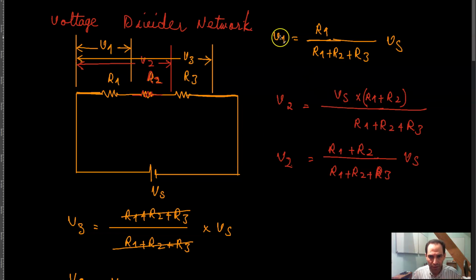So as you can see, V1 is a ratio of the power supply voltage. V2 is a ratio of the power supply voltage. V3 is, well, again, a ratio of the power supply voltage, although it's the whole power supply voltage in this case. And the ratio depends on the ratio of the resistors that you take in the circuit to the total resistance in the circuit in series, right?